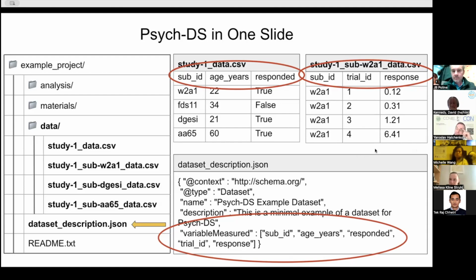Let's see. Austin asks about how Psych-DS helps with the radioactive box problem. Oh yeah, this isn't on this version of this.